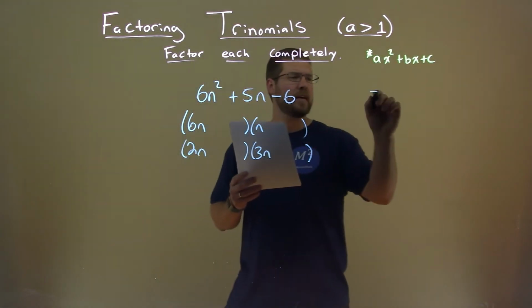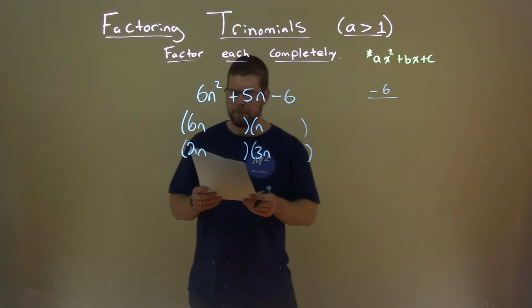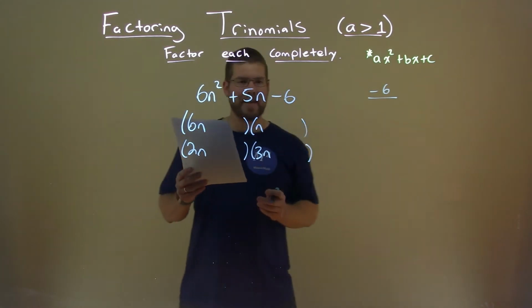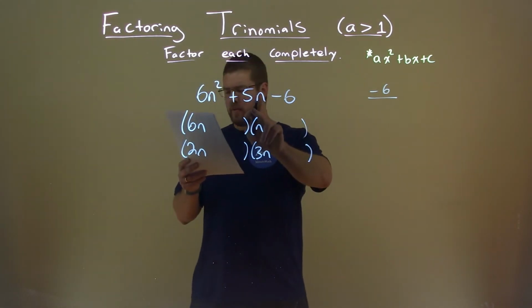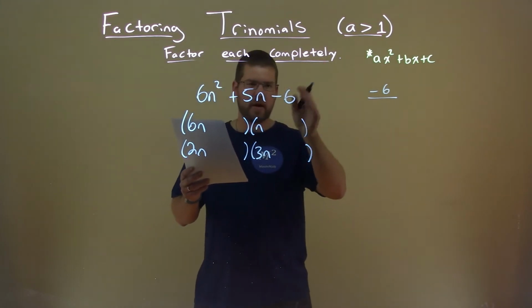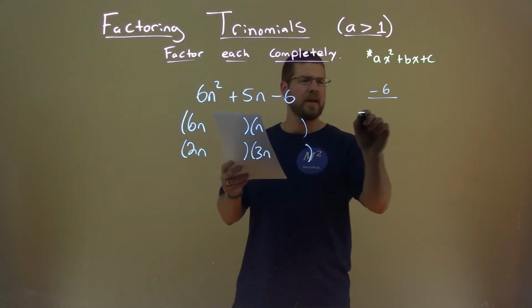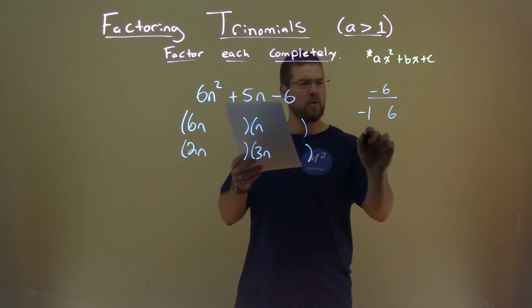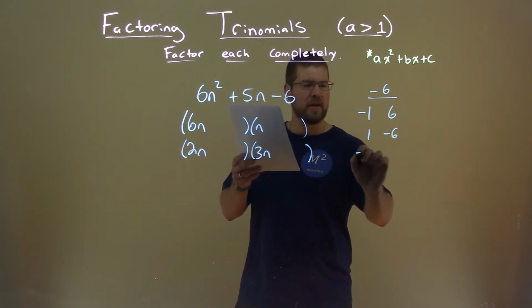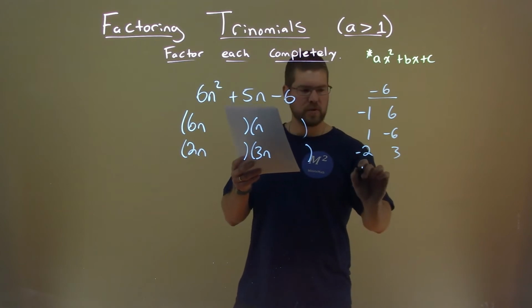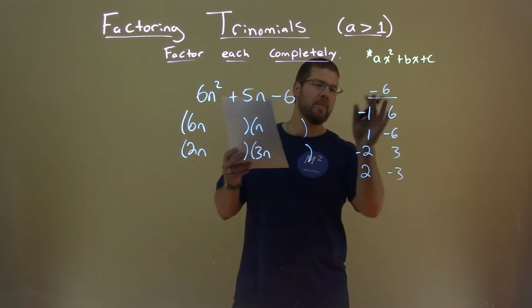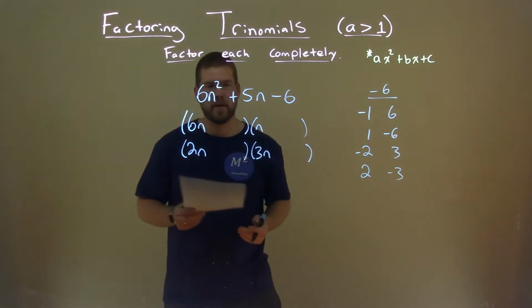Our c value is a negative 6. So what does that mean? We need to find two numbers that multiply to be negative 6. Well, since we have a positive 5n here, we're going to keep that in mind, but one of them is going to be negative, to be multiplied to be negative 6. So negative 1 times 6, or 1 times a negative 6, negative 2 times a 3, or 2 times a negative 3. And we also can flip those orders when we put them in here.